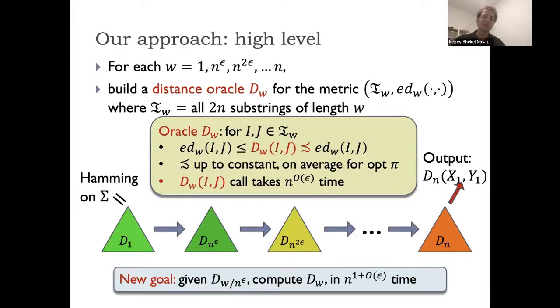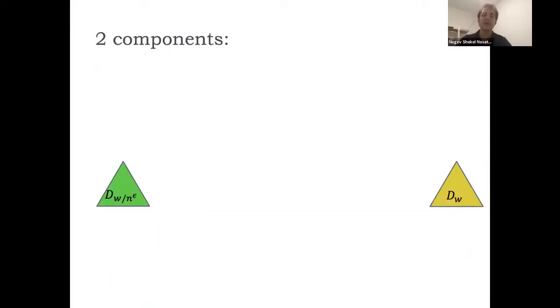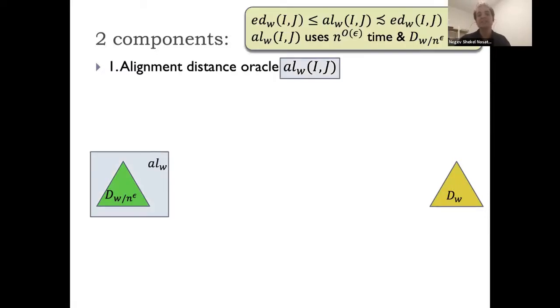So the new goal becomes: given a distance oracle for substrings of length w over n to the epsilon, let's compute the new distance oracle in near linear time. So how do we do that? At a high level, we have two components to the algorithm. The first one is that we build another distance oracle, which is called the alignment distance oracle. The alignment distance oracle allows us to compare two substrings of length w using a distance oracle for substrings of slightly smaller length, of size w over n to the epsilon.